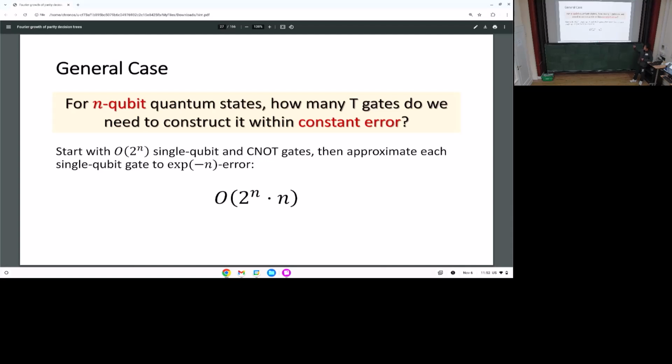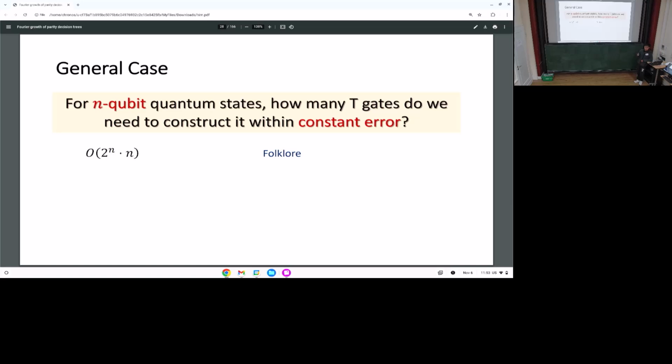And then for every single qubit gate, you use the previous result. You can approximate it with Clifford plus T. And then this will give you this upper bound. You have 2 to the n many gates, and each one of them will incur about n T gates because you want inverse exponential error for the union bound. So this is a simple upper bound. Okay. Does this make sense to you?